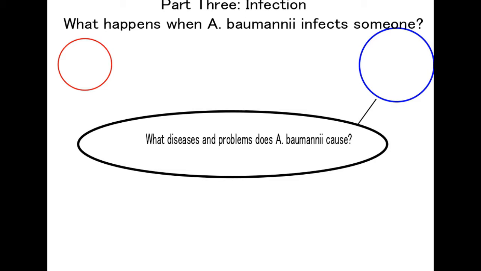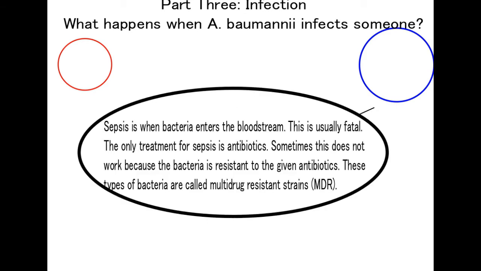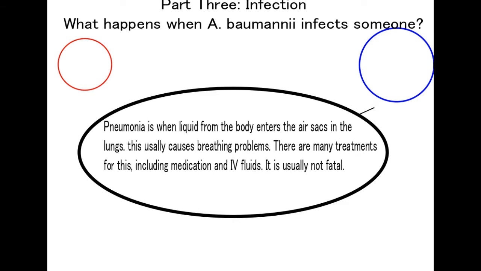What other diseases and problems does A. baumannii cause? A. baumannii is also known to cause many other diseases as well. This includes sepsis, pneumonia, and septic shock, as well as fever. Sepsis is when the bacteria enters the bloodstream. This is usually fatal, unfortunately. The only treatment for sepsis is antibiotics. Sometimes this does not work because the bacteria has become resistant to the drug.